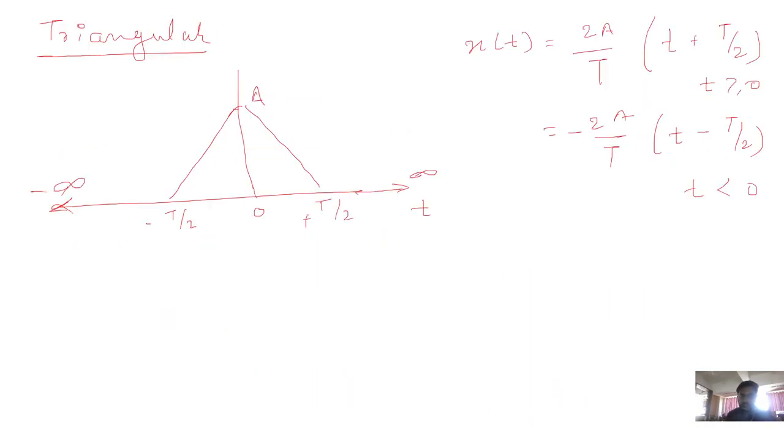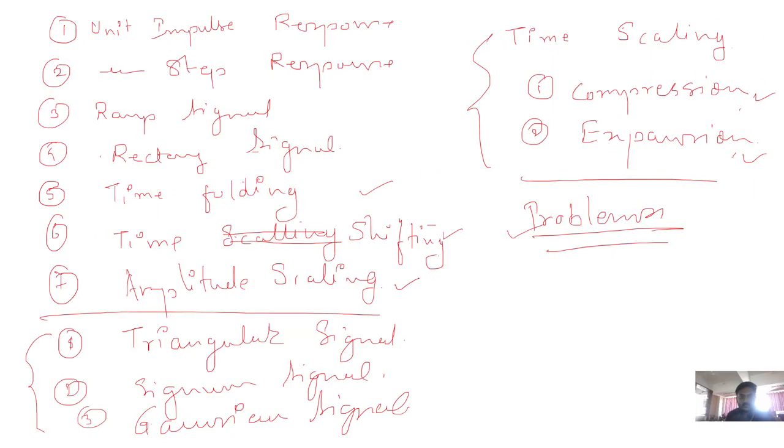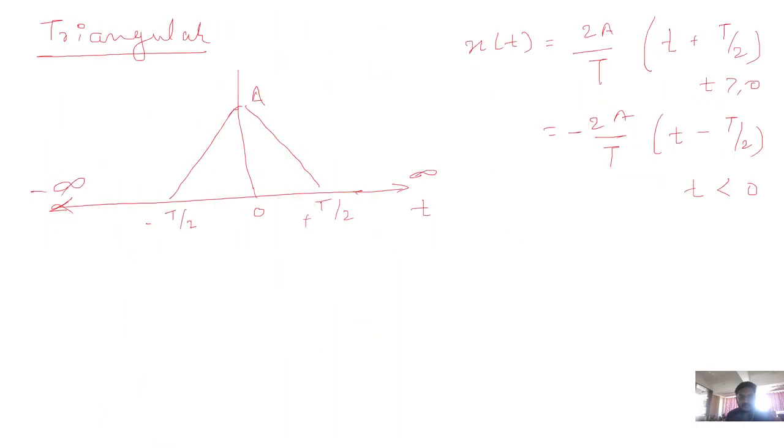Now these are the signals which I wanted to introduce to you. These are used, but rarely used in operations. The signals we had seen over here, that is the unit step, the ramp signal, and also the rectangle signal, are the frequently used signals.